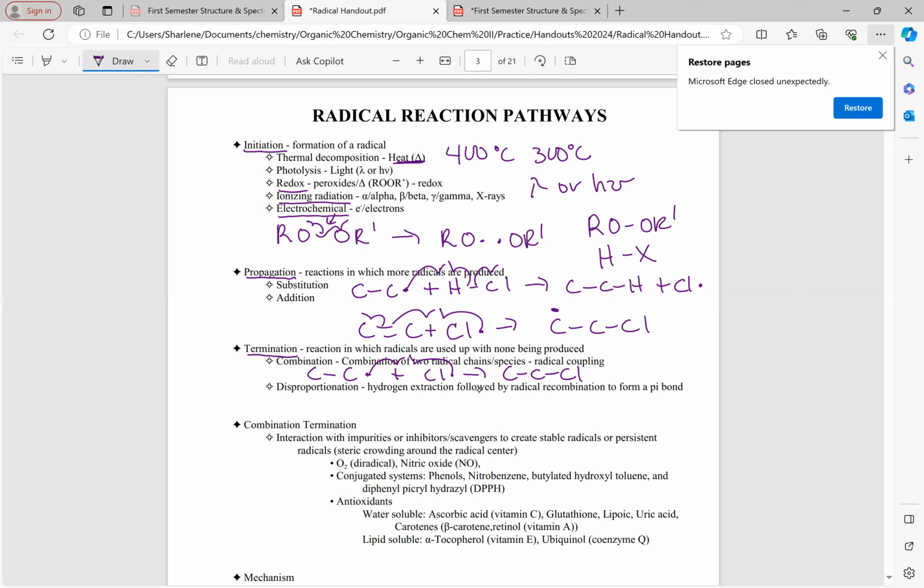Disproportionation is a hydrogen abstraction followed by radical recombination to form a pi bond. That is a mouthful, but what we would do here is, let's say we had this radical, and then we had... how to draw it in this tiny space.